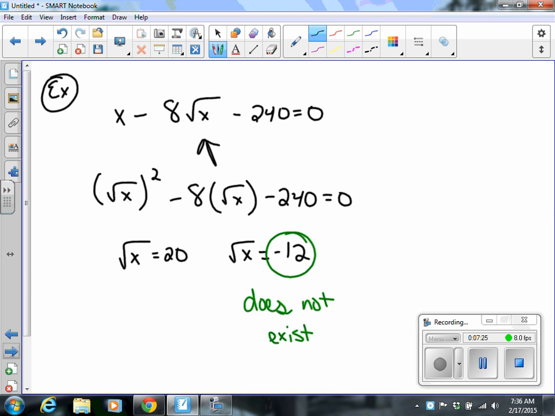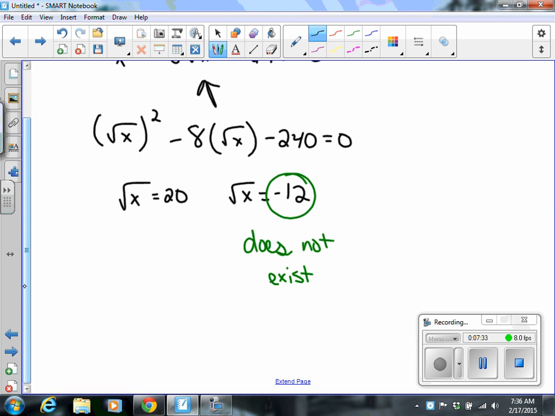Because of that negative. But instead, I can still work with the square root of x equals 20. So in order to get x, true x, without the square root, how do I get rid of a root? I have to square it. So I know that this is 20 squared. X then has to equal 400.